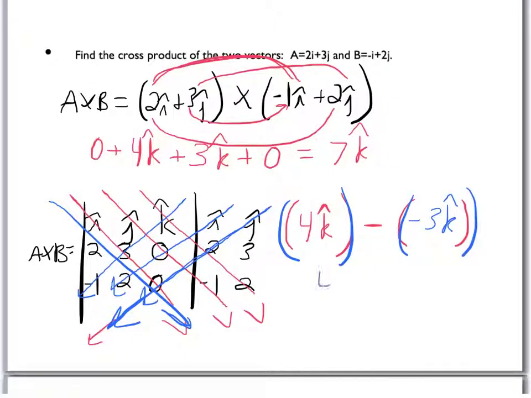What that means is that we're left with 4 K hat minus a -3 K hat, or positive 7 K hat. The exact same answer to my cross product problem, and yet I'm able to get that without having to use the right hand rule in any way.